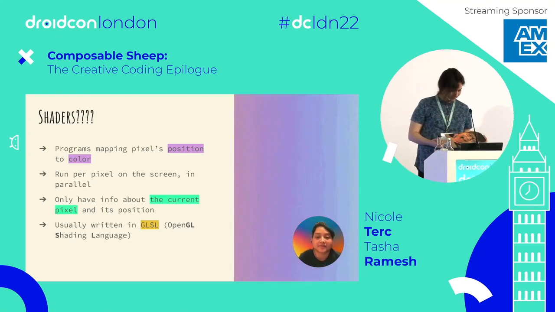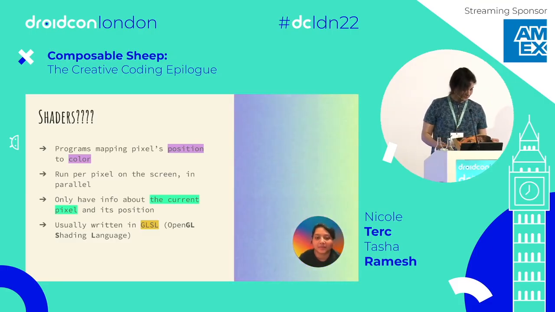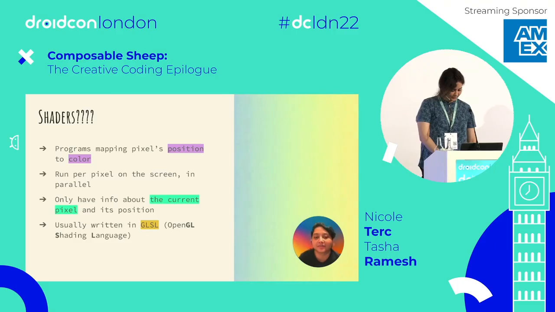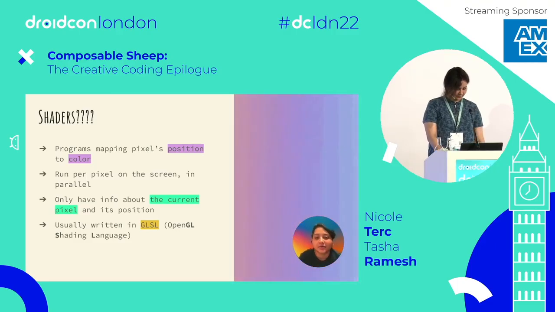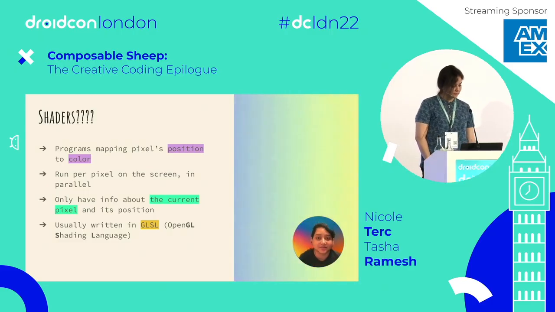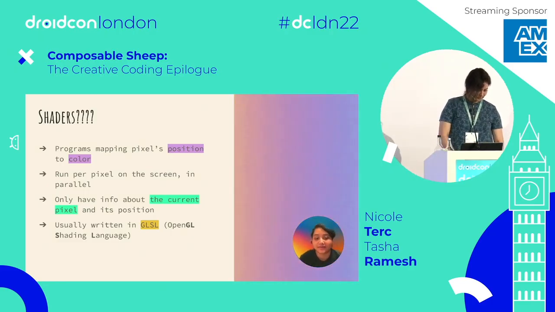They run per pixel on the screen in parallel, and probably the most important thing to note is that shaders only have information about the current pixel's position. So in programming shaders, you have no access to information about neighboring pixels. This is one of the reasons that shaders can be so tricky to reason about and why they have a reputation for being so hard to work with.